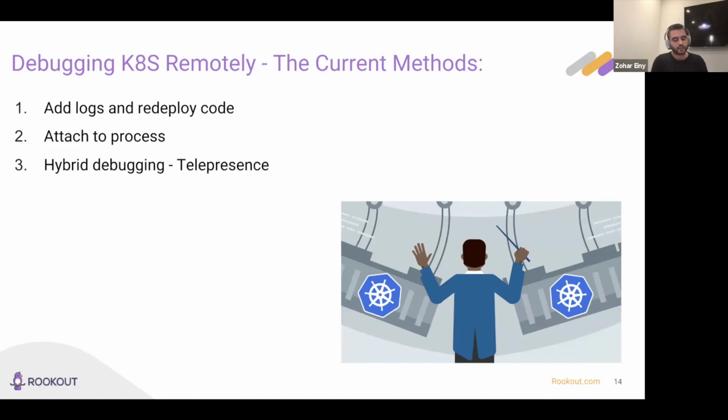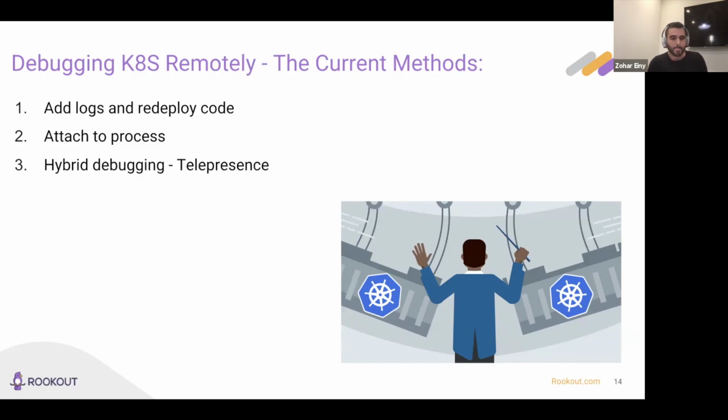The second option is attaching to a process. Attaching to a process requires a high-privileged user, since you basically have to share a process ID namespace between the debugger pod and the application pod itself. And you'll have to make sure that they can communicate with one another and configure ports accordingly.